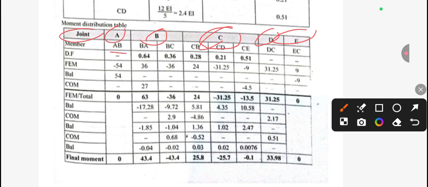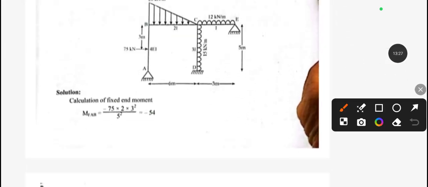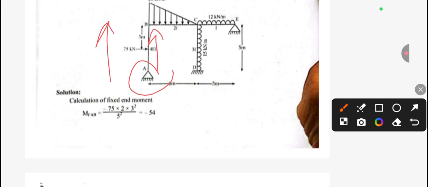At point A, only the AB member. For B, we have BA and BC. For C, we have three different members. For D, only one. For E, only one. Now the distribution factor. As I said, A to B is a hinge support. Look at it: we are staying at the hinge support and looking inside the frame. In this case our distribution factor will be 1. Similarly, this is also a hinge looking inside, so this will be 1.